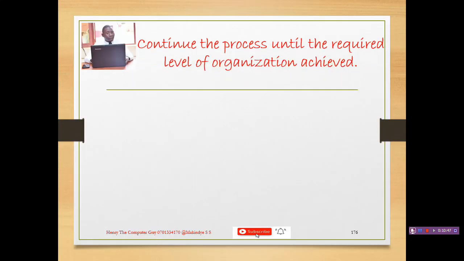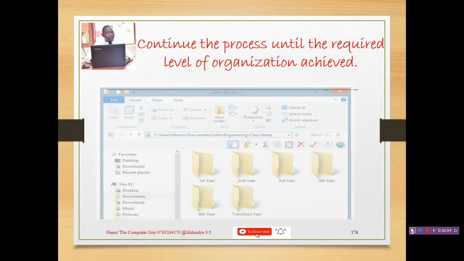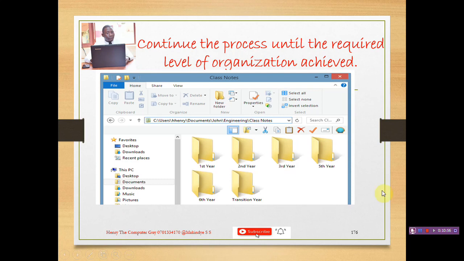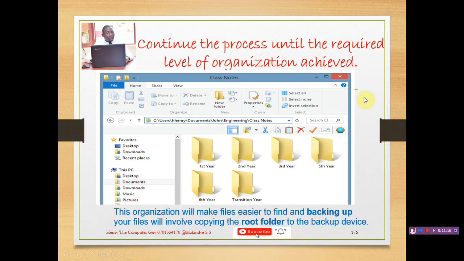So they told us that we continue the process until the required level of organization is achieved. That means that they gave us others. So now they're telling us that they came from documents, we went to John, engineering, then under class notes, they created other 1, 2, 3, 4, 5, 6. They created more other 6 folders there. Are we together? So they are the ones we are going to try also. We come and try it also.